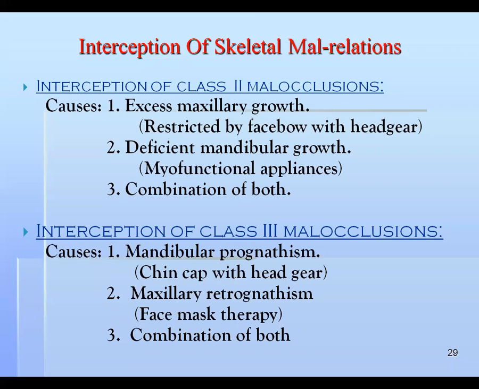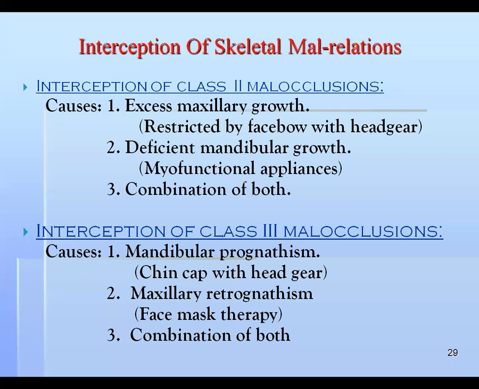When there is deficient mandibular growth leading to class 2 malocclusion, we can use an appropriate myofunctional appliance in order to enhance the growth of the mandible and correct class 2 to class 1. And if the etiology for class 2 is a combination of excessive maxillary growth and deficient mandibular growth, we can do the correction by using a face bow to restrict the maxillary growth and a myofunctional appliance to enhance the mandibular growth.